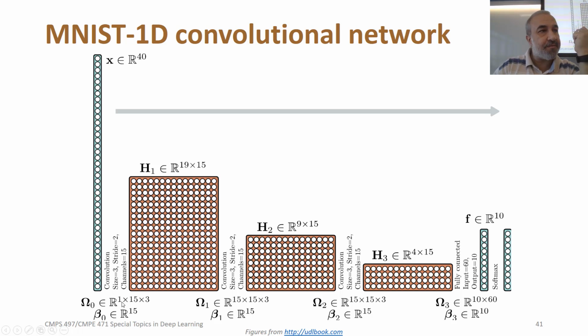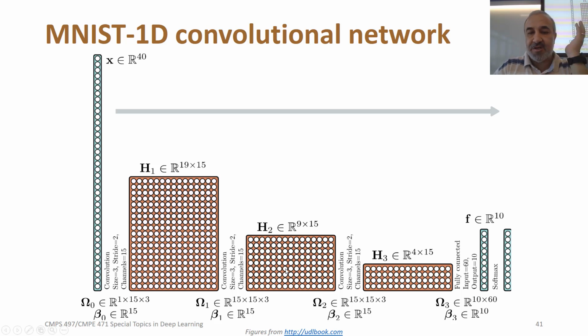One is one input channel, 15 output channels, and that's the size of the kernel. Okay, and the number of biases is 15, and we have 15 output channels because we have 15 kernels. Very good. Okay, now that's the first layer.